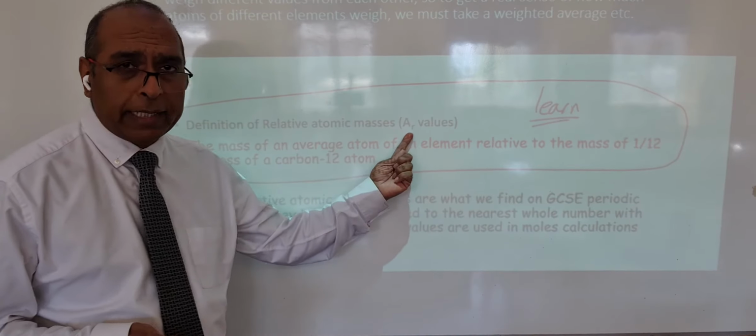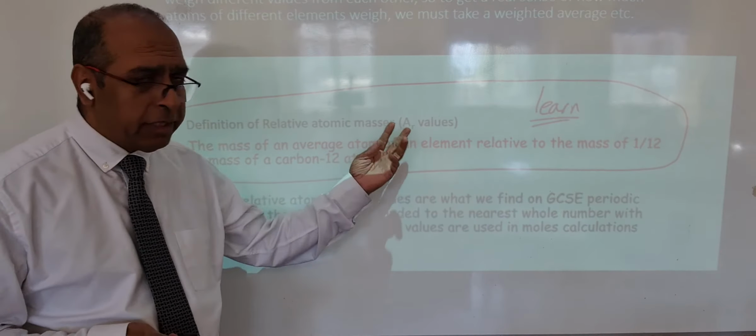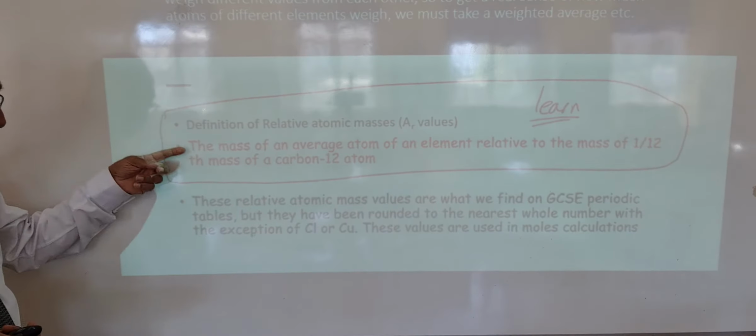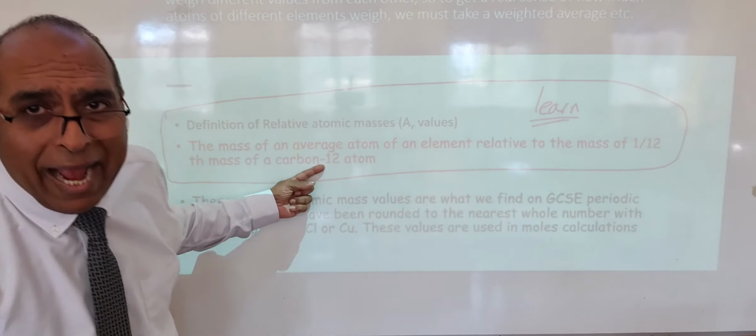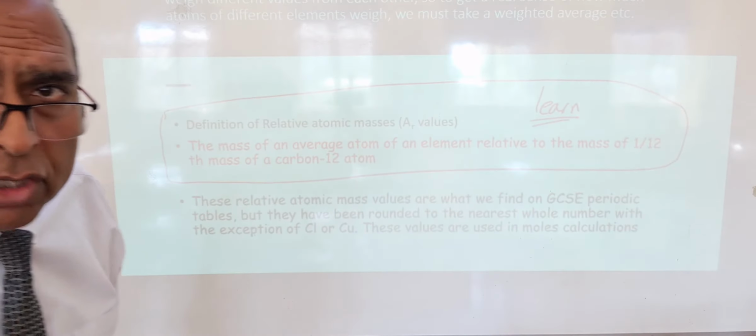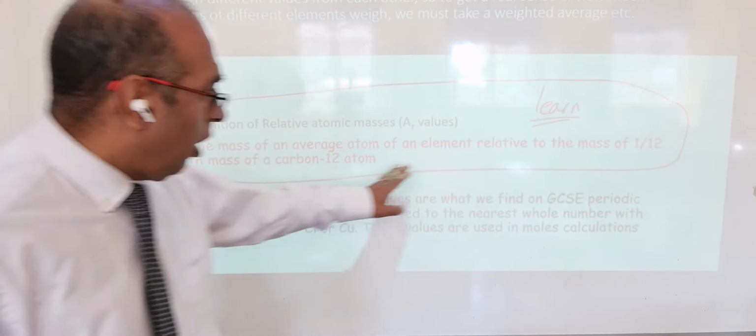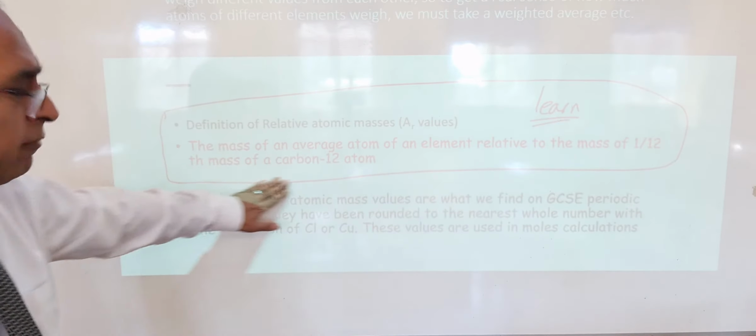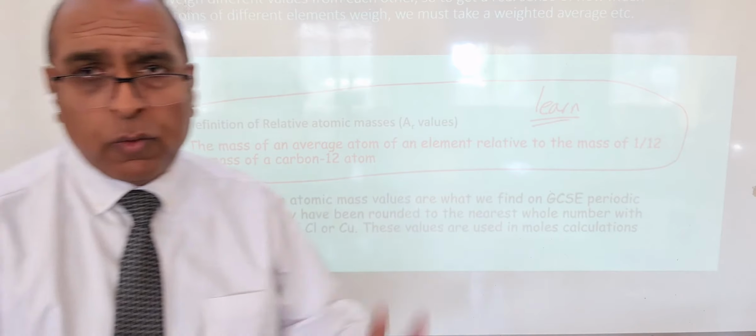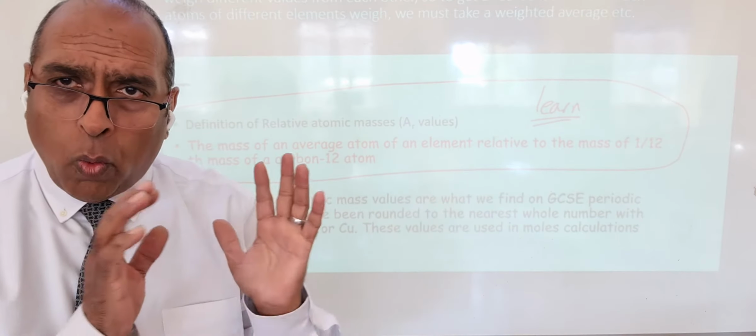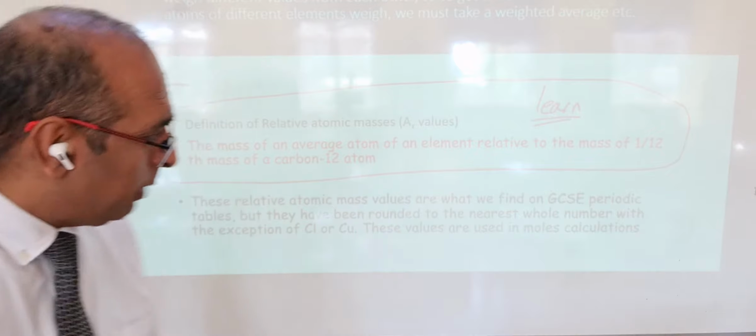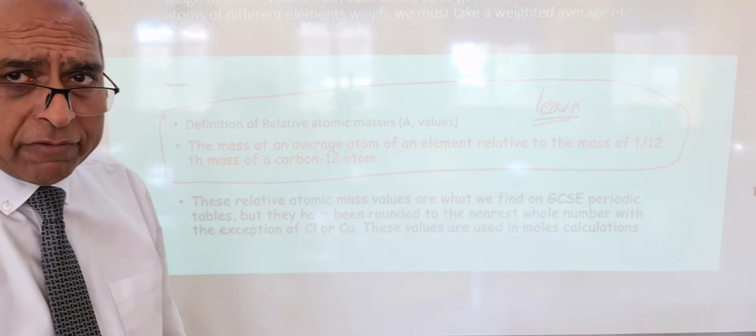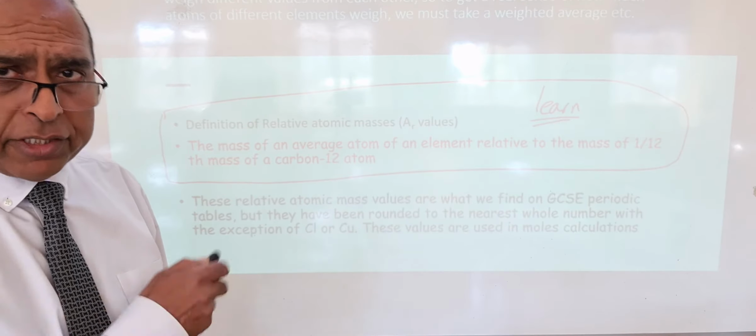Now the symbol, capital A subscript R, is the symbol we use for relative atomic mass. And the definition is, it's the mass of an average atom of an element relative to a 12th the mass of a carbon-12 atom. So we're going to compare everything to 1/12 the mass of a carbon-12 atom, as I explained. Learn that, that's in the bracket, relative atomic mass definition. They ask it, and you need to say it like that.